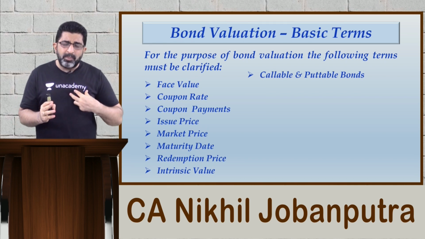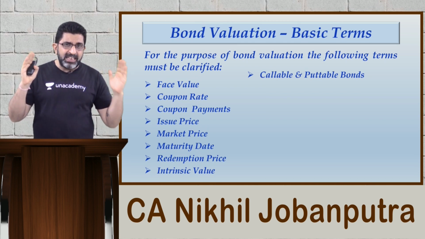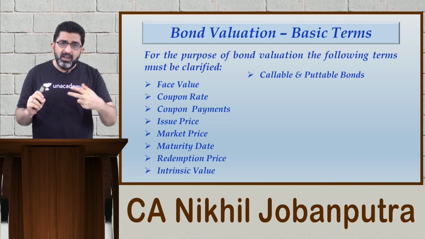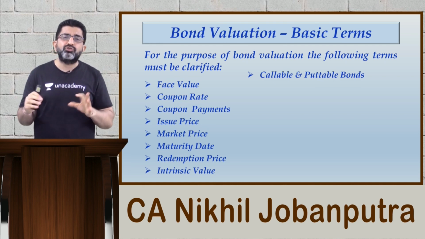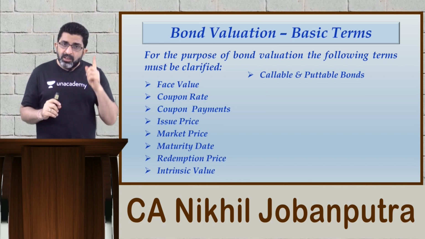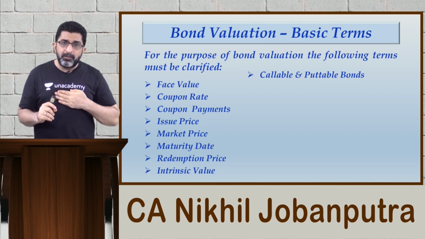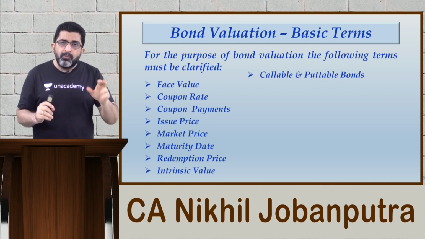Suppose I am an issuing company. I am issuing a bond today with a maturity of 10 years. And then I say, however, at the 5th year, I will have a right to call back these bonds for a premature redemption. Means the basic life of the bond is 10 years, but myself being the issuer of the bond, I possess a right to call back these bonds at the end of the 5th year for a premature redemption. We call such bonds callable bonds.